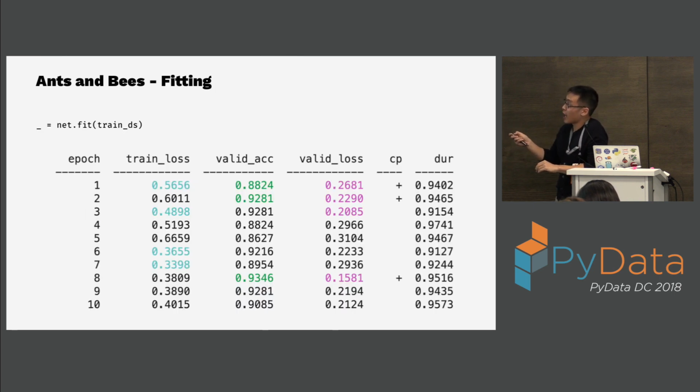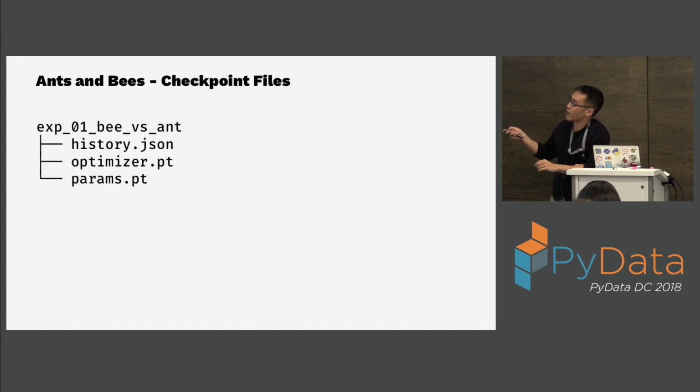Notice that there's now another column called CP. CP with a plus over here means that this accuracy score is the best value at epoch 8. And it will save the state of the model at that point. If you want to look at the folders, what did the checkpoint save? You can look at the directory. Remember we called the directory exp_01, so forth. It saves 3 files. The history, which is a JSON, which is very nice, where you could look at the logs that we had seen before, and an optimizer, the parameters of the optimizer, and the parameters of your model. So params.pt is the parameters of your neural network.